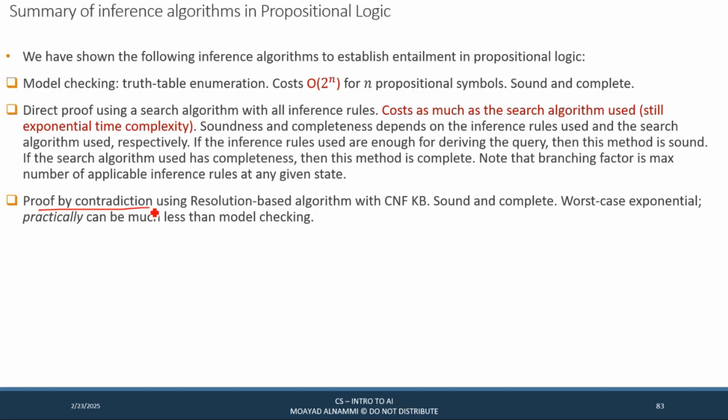You have proof by contradiction using a resolution-based algorithm with a CNF KB. This is sound and complete. Worst case is exponential.